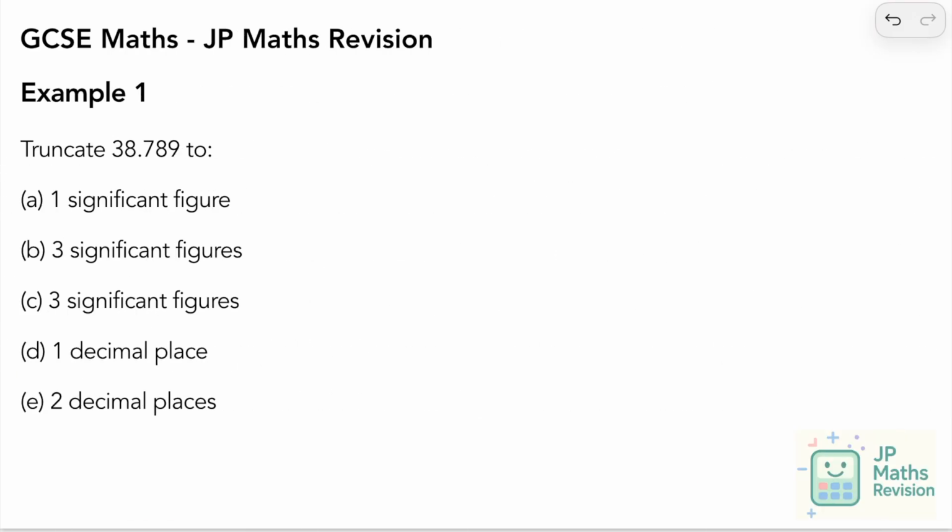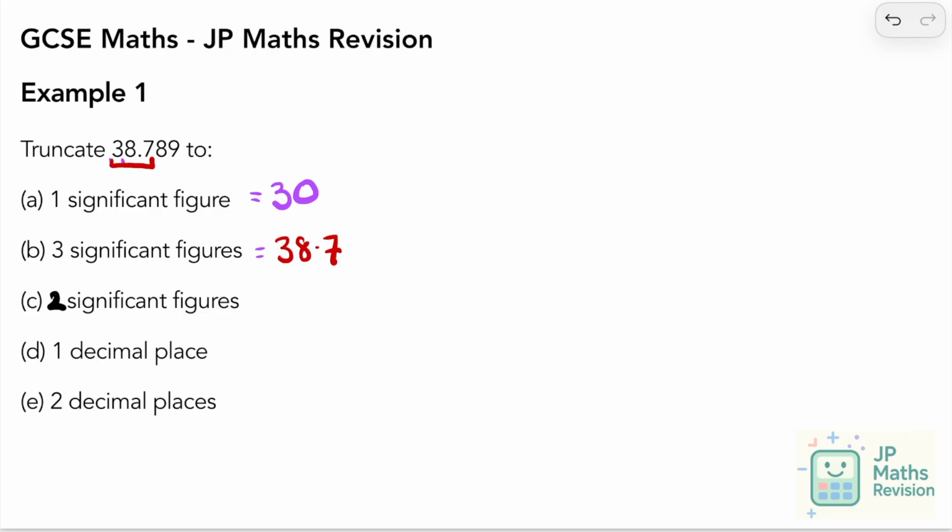Here are some examples. So we're truncating 38.789 to one significant figure. So we're going to chop off all of the digits after the first significant figure. So the first significant figure is a 3, so we're going to chop off all of the rest, so it's just going to be 30. The next one is 3 significant figures. So we've got 3 significant figures here, and then we're chopping off all the other digits, so it's just going to be 38.7.